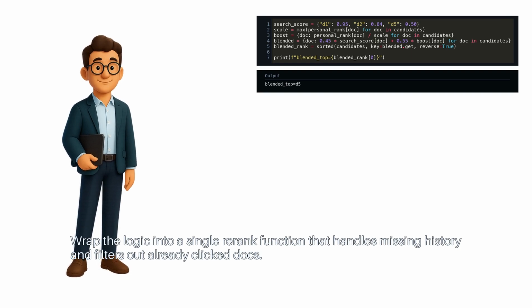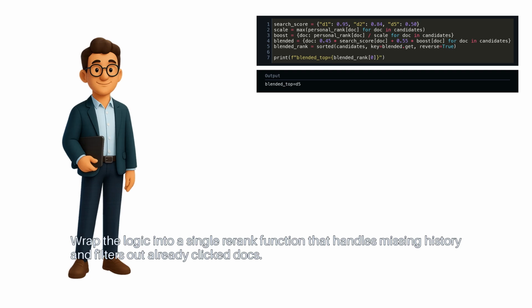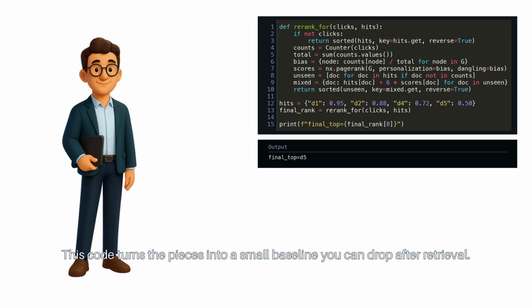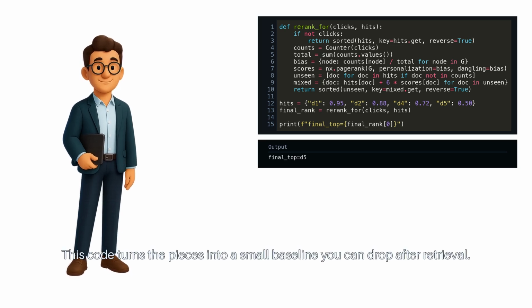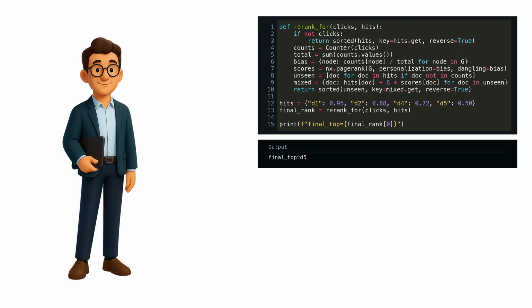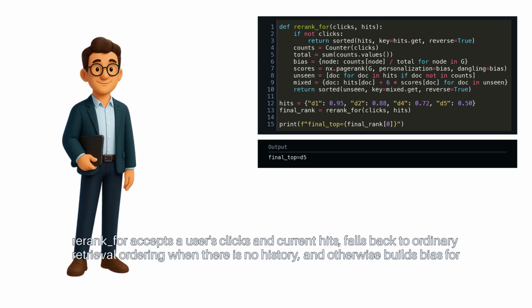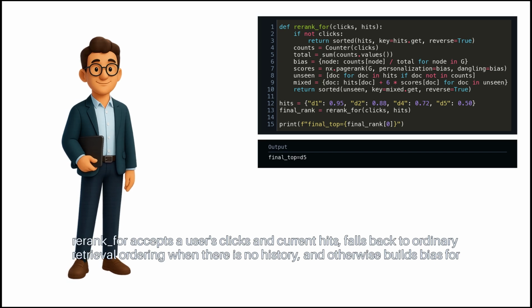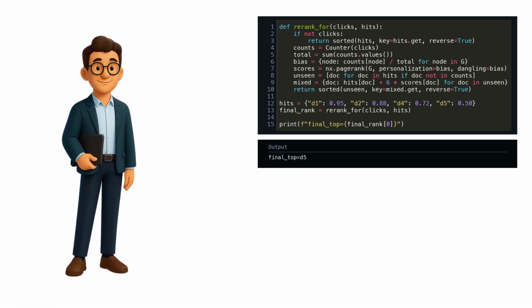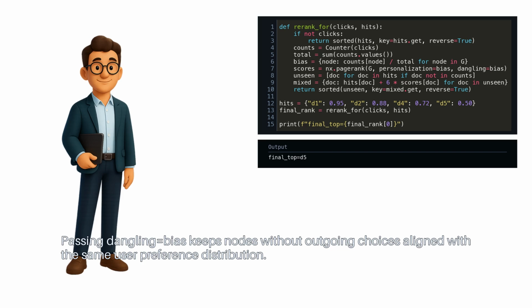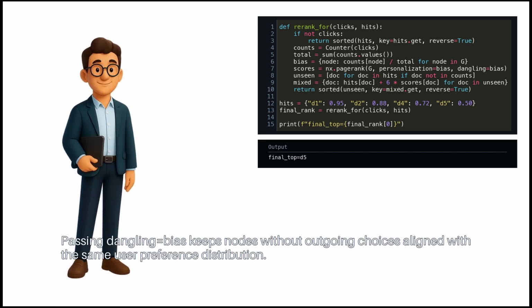Wrap the logic into a single re-rank function that handles missing history and filters out already clicked docs. This code turns the pieces into a small baseline you can drop after retrieval. Rerank 4 accepts a user's clicks and current hits, falls back to ordinary retrieval ordering when there is no history, and otherwise builds bias for NetworkX nx.pagerank. Passing dangling bias keeps nodes without outgoing choices aligned with the same user preference distribution.